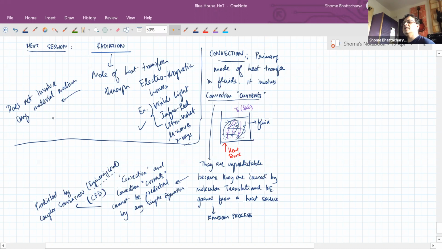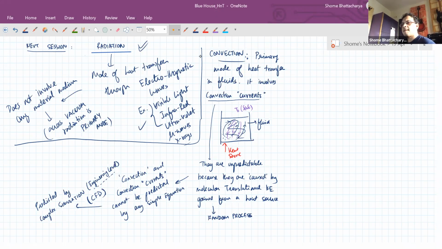Therefore, radiation creates heat transfer across vacuum. So across the vacuum of space, radiation is the primary mode for heat transfer. We'll be discussing more about radiation in the next lecture. And with that, we'll wind up this section of heat and thermodynamics. So that's it for today's session, people. Wish you all the best.